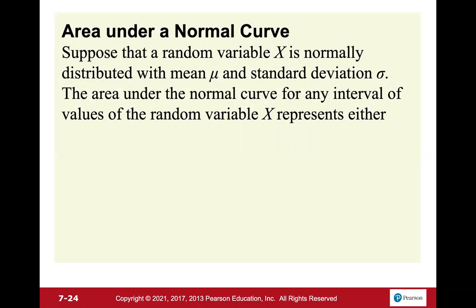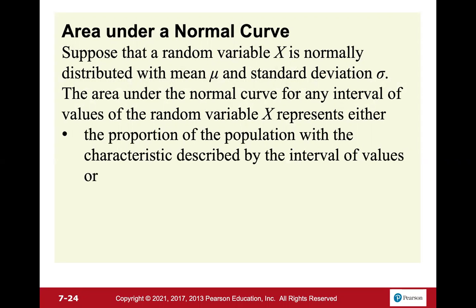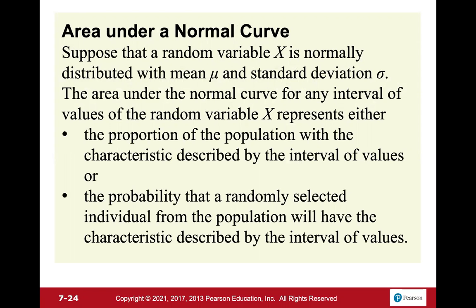Area under the normal curve. So suppose that a random variable x is normally distributed with the mean, mu, and standard deviation, sigma. The area under the normal curve for any interval of values of the random variable x represents either the proportion of the population with the characteristic describing the interval or the probability that a randomly selected individual from the population will have those characteristics described by the interval of values.